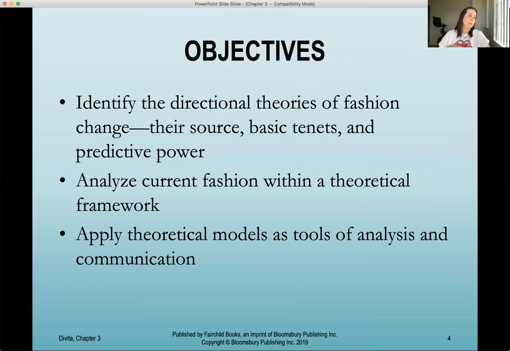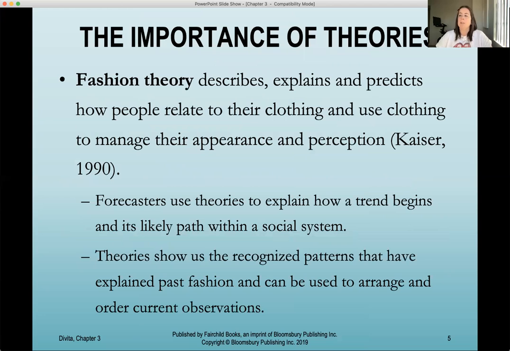Okay, so at the end of this lecture and reading the book, you need to do both, you should be able to identify the directional theories of fashion change, their source, basic tenets, and predictive power. You should also be able to analyze current fashion within a theoretical framework and apply those theoretical models as tools of analysis and communication.